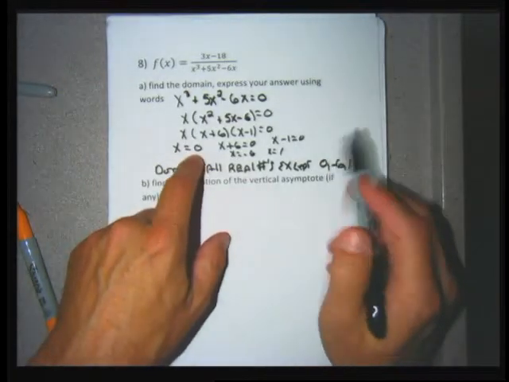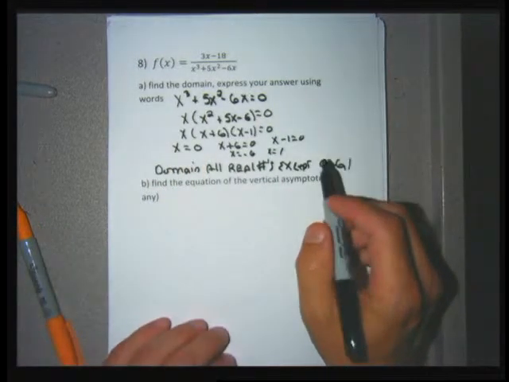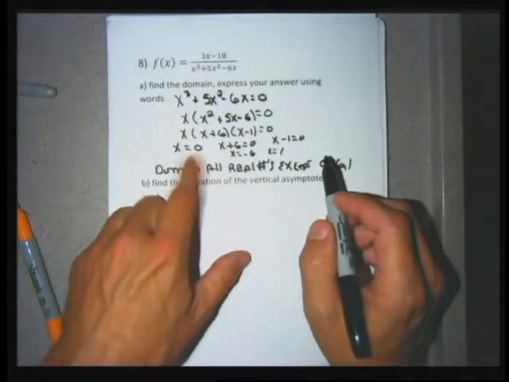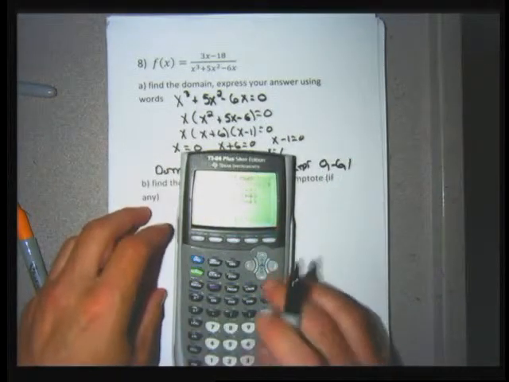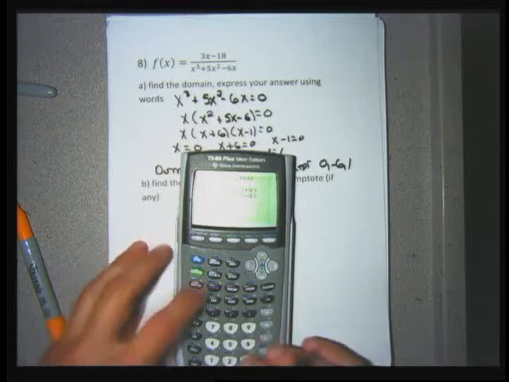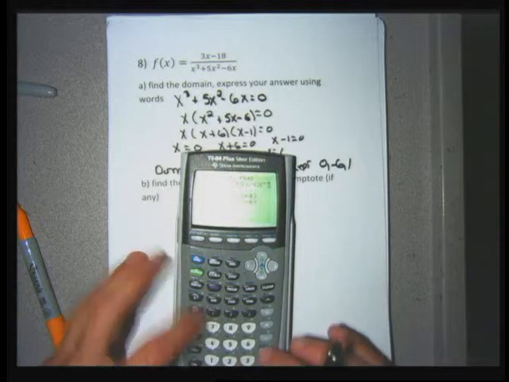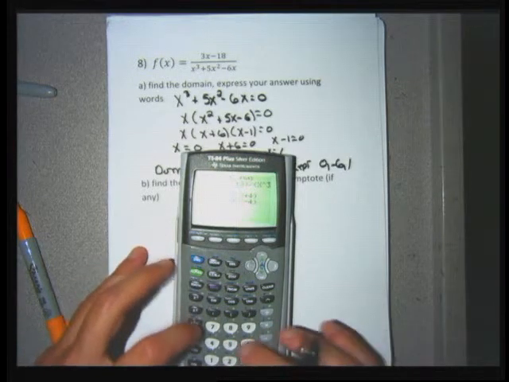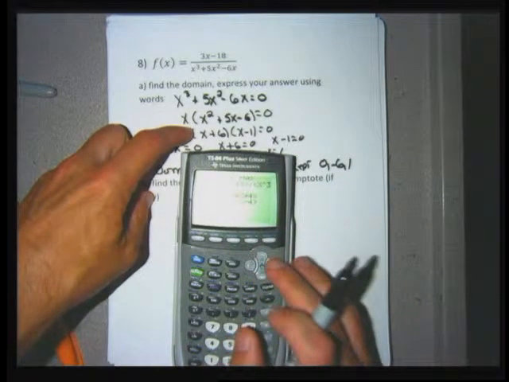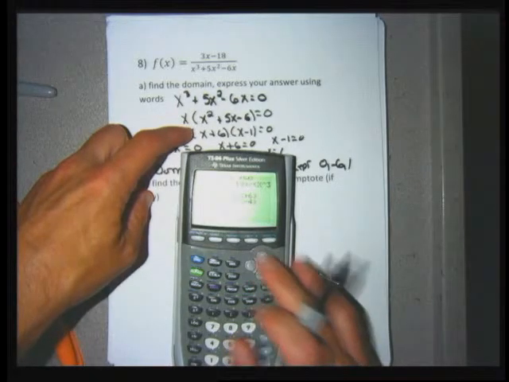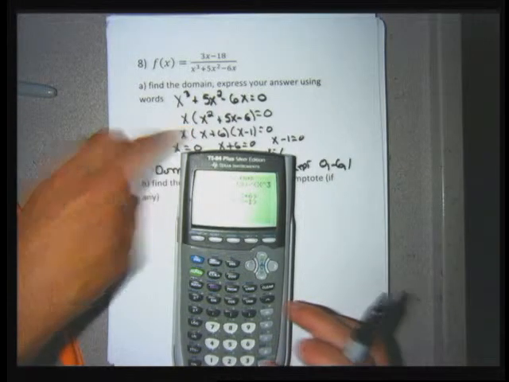X equals 0 is actually the y-axis. If I draw this on my calculator, this vertical asymptote, that is the equation of the y-axis, and I don't need to even type it in. So if I did this equation, 3x minus 18 divided by x cubed plus 5x squared minus 6x, I have 3 vertical asymptotes. One, I'm going to do 1,000 times x plus 6 to get the one at negative 6. And I'm going to do 1,000 times x minus 1. And then the third one being at 0, it's an axis, I don't need to draw it.